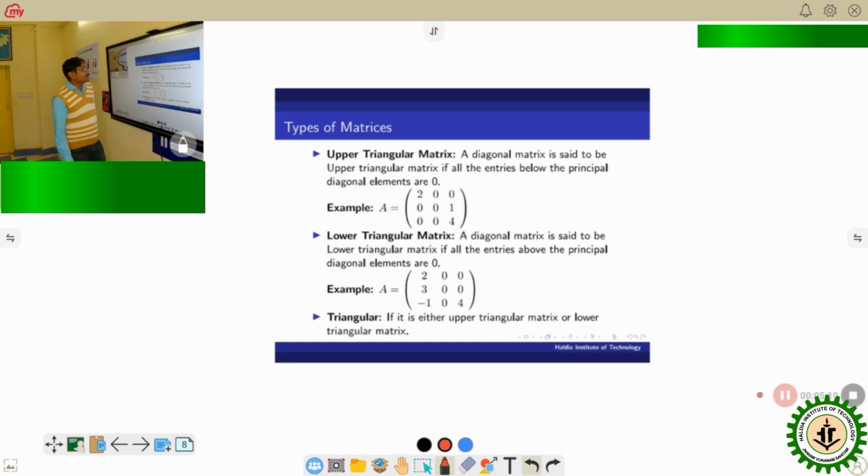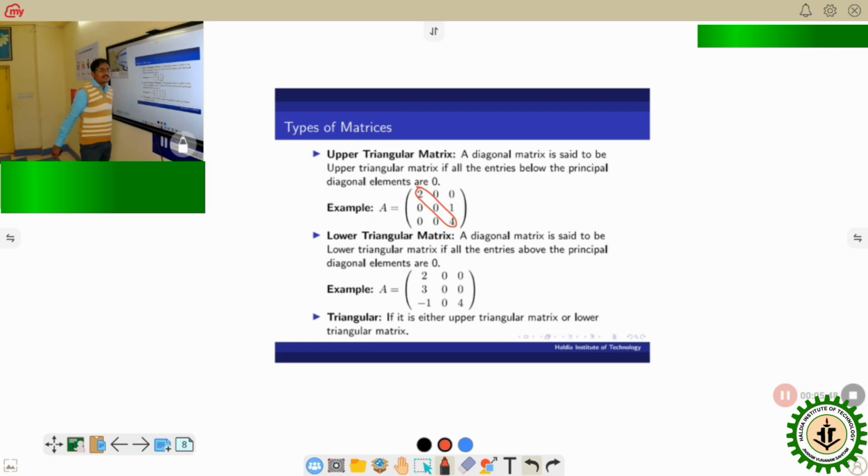Next, upper triangular matrix. A square matrix is said to be upper triangular if all the entries below the principal diagonal are 0. This is called an upper triangular matrix. You don't look at the entries above the principal diagonal. They may or may not be 0, but you should only think about the entries below the principal diagonal. If all the entries below the principal diagonal are 0, then it is called an upper triangular matrix.